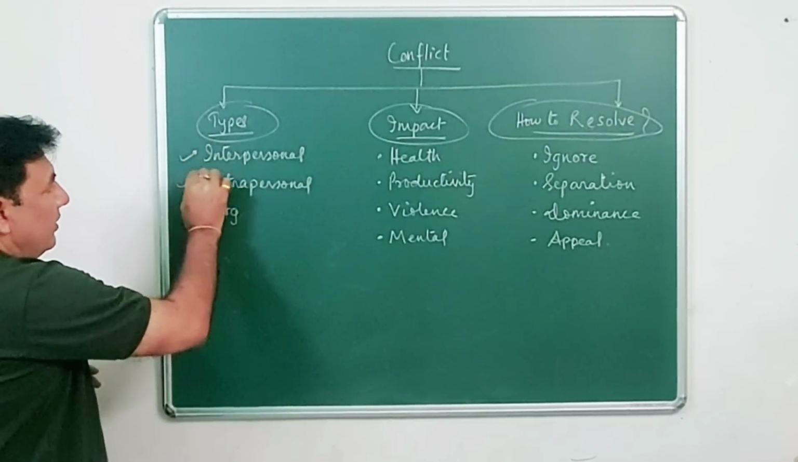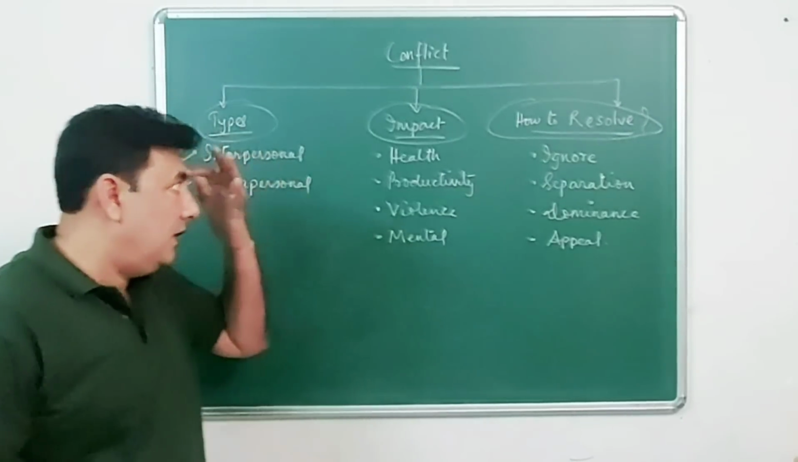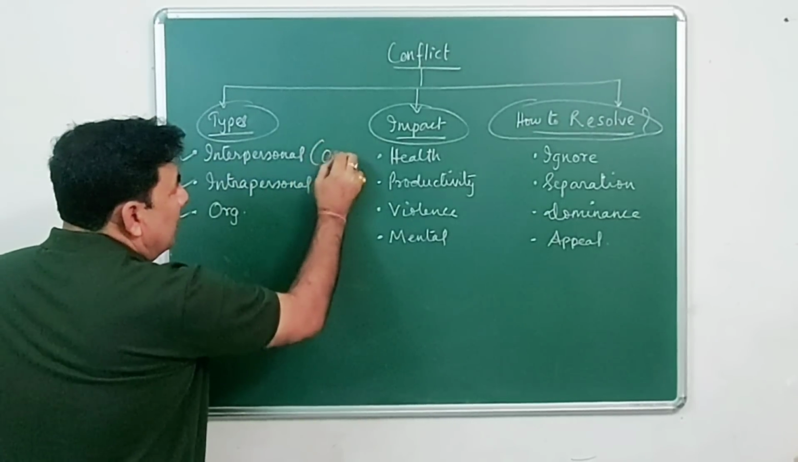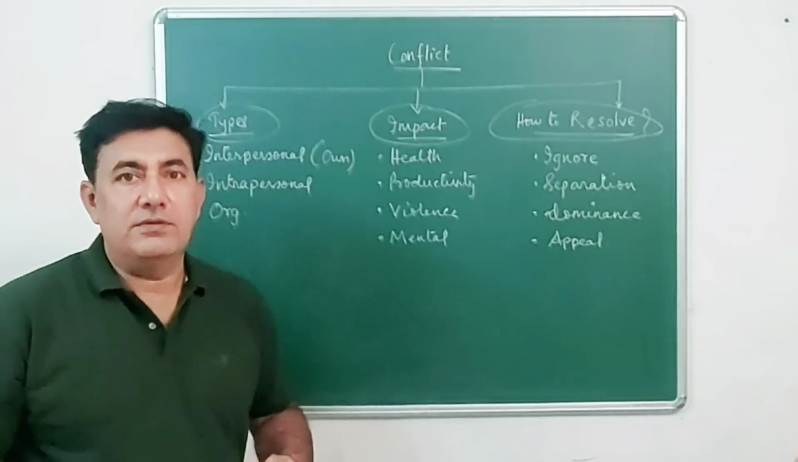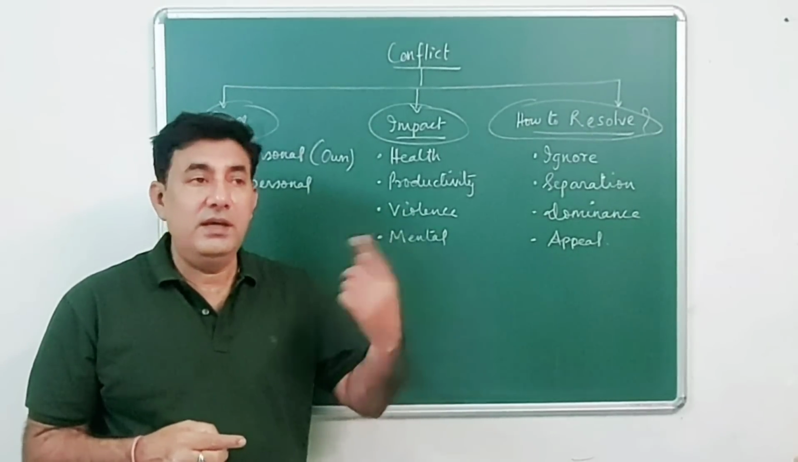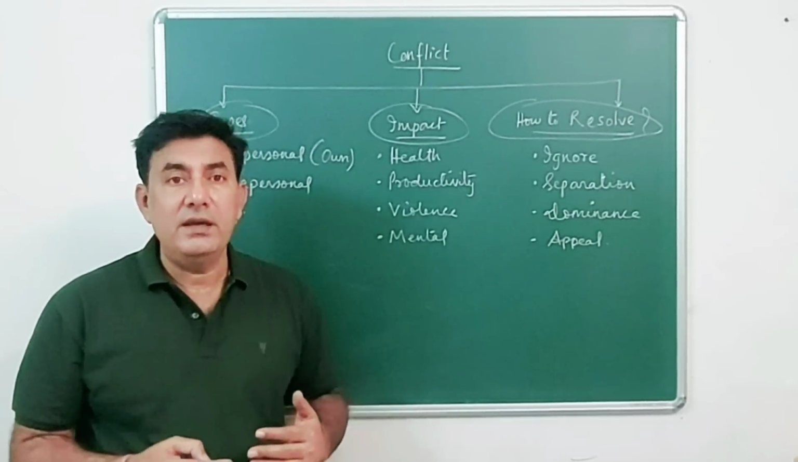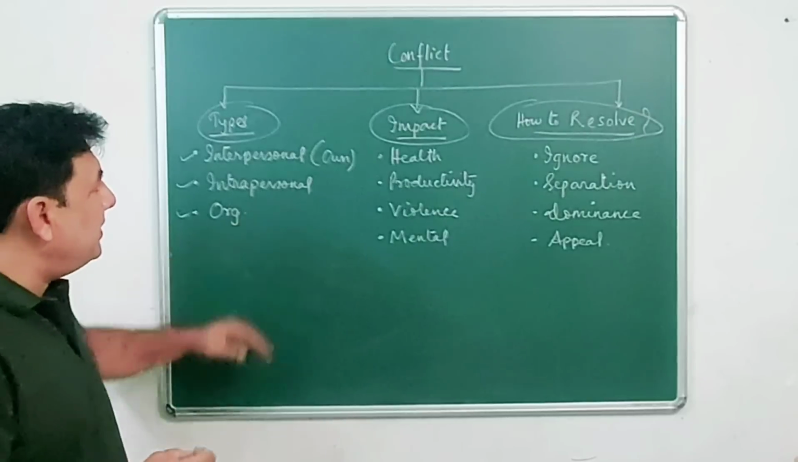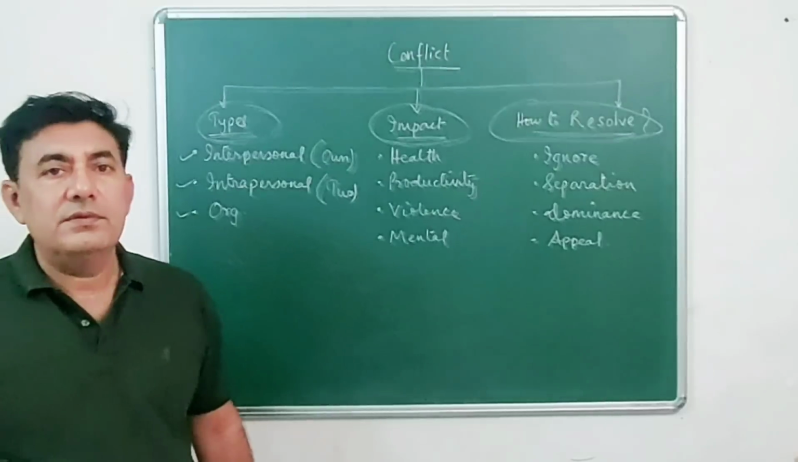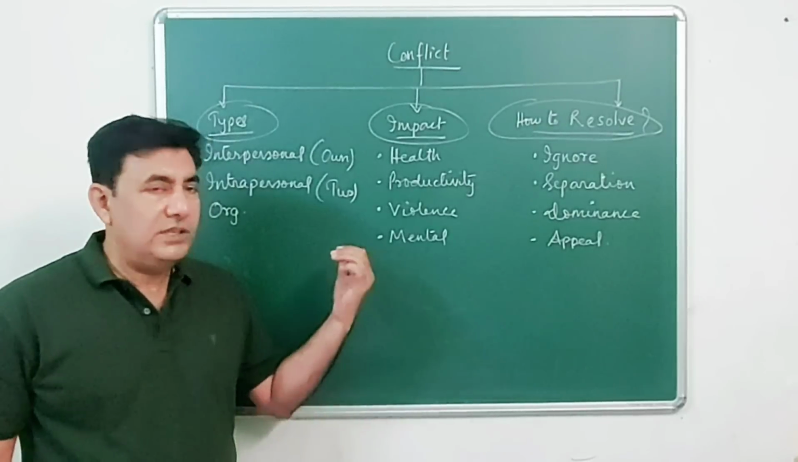There are 3 types given in your study material: interpersonal, intrapersonal, and organizational conflict. Now in this intrapersonal, generally an individual fights with himself. There is no other buddy with whom he has conflict. He is in conflict with himself. Now that may be due to attitude, perception, personality, like that. And interpersonal, now here there are minimum 2 persons involved in this type of conflict. Okay, so this is very common.